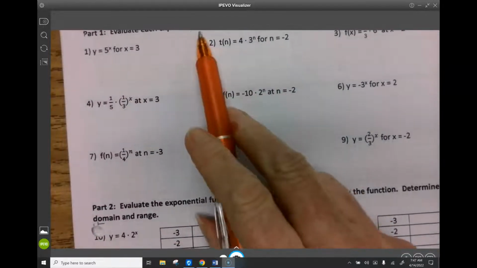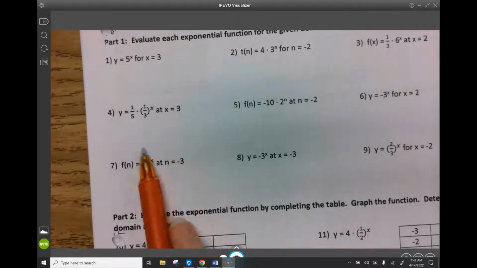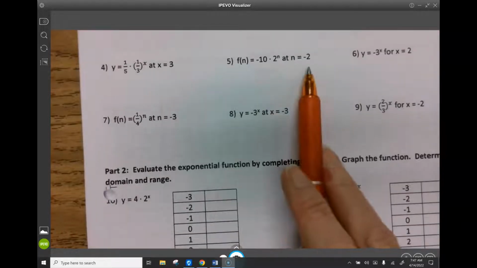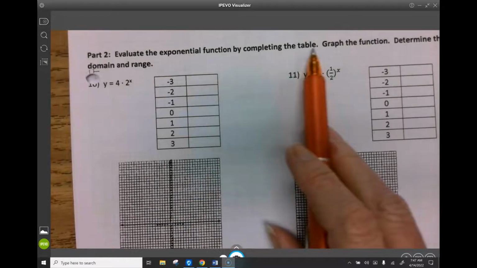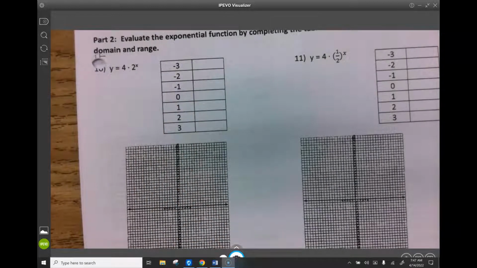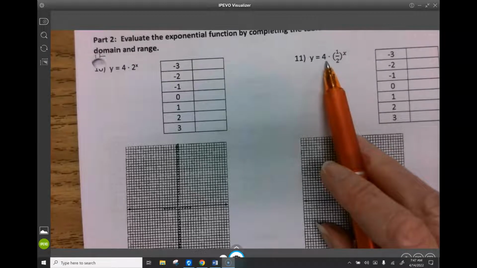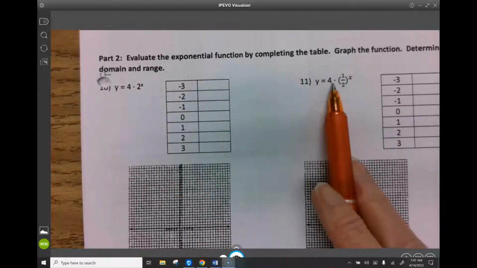Evaluate each exponential function for the given domain. So that just means you're going to plug those in and find it. Okay, find out what the value is. Can you use your calculator? Evaluate the exponential functions by completing the table, graph the function, determine the domain and the range. Okay. Oh, what do you think that's going to do? It's going to make it go up faster, isn't it? That's going to be a stretch, since we just talked about those.